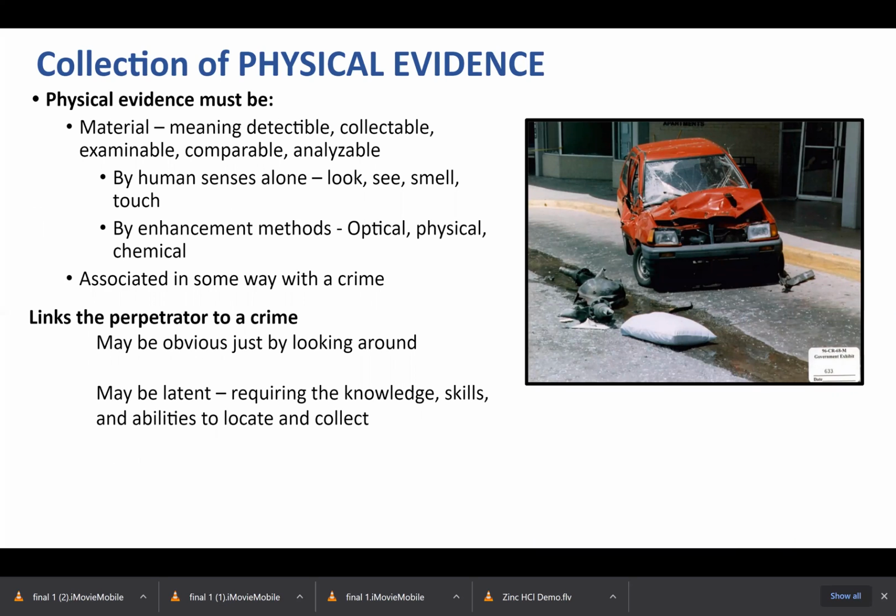Okay, collection of physical evidence must be material, meaning detectable, collectible, examinable, comparable, and analyzable by human senses alone. So you can look at, see, smell, and touch it, or by enhancement methods like optical, physical, chemical, etc., and associated in some way with a crime. Physical evidence should link the perpetrator to a crime. It may be obvious by just looking around, or it may be latent, which means you can't see it by the naked eye, requiring the knowledge, skills, and abilities to locate and collect it.